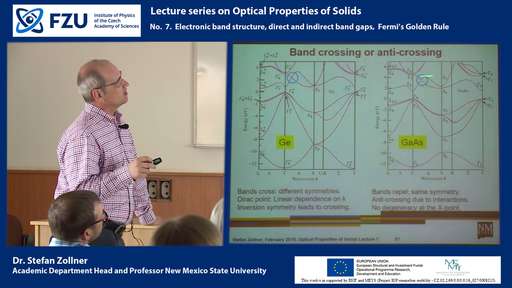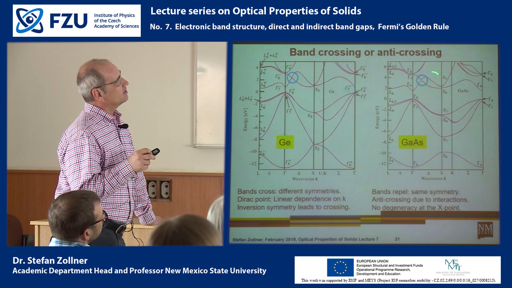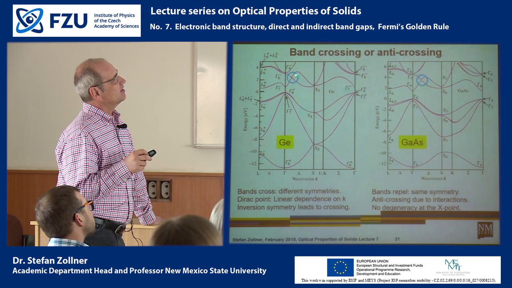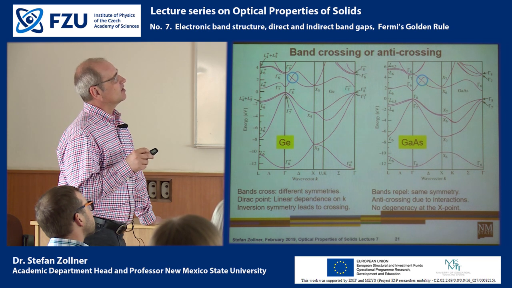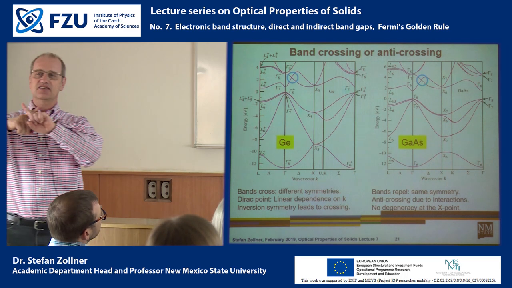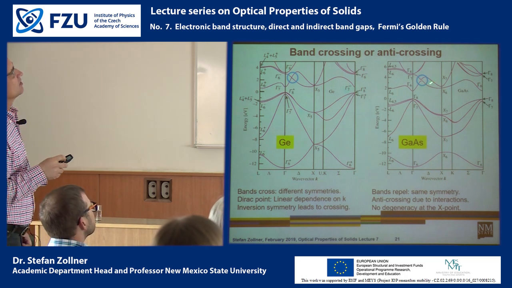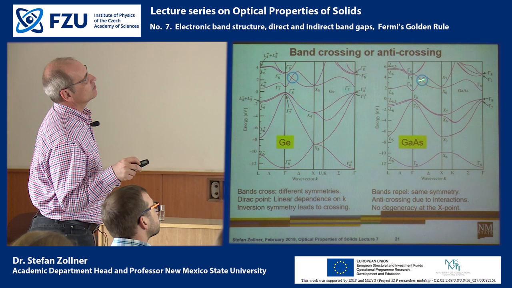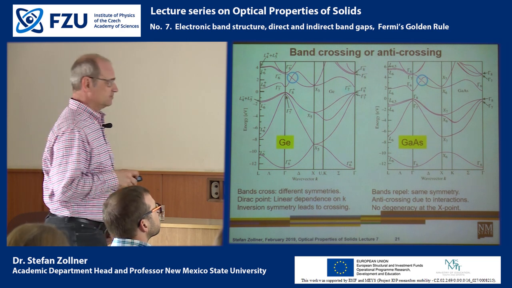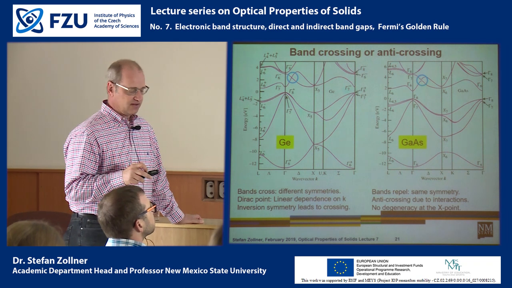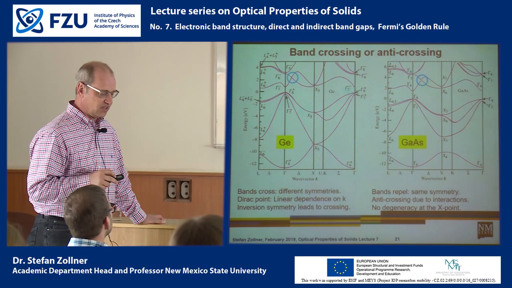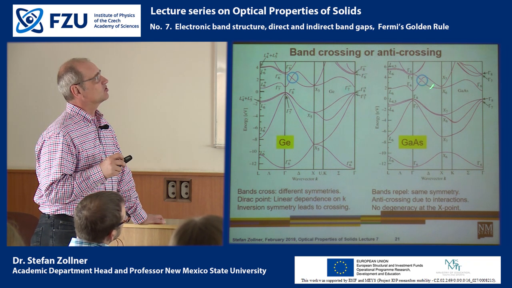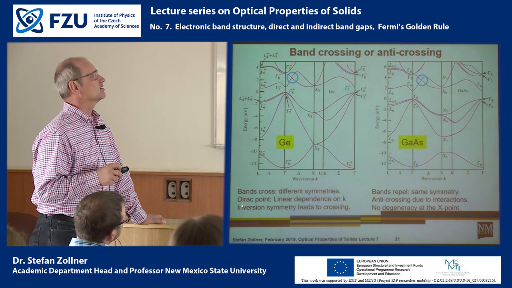The other difference between gallium arsenide and germanium is shown here inside this blue circle. Here in germanium, the bands cross, and this is something that looks like a Dirac point because I have a linear crossing of two bands. But this crossing does not occur in gallium arsenide, and instead of crossing, these two bands repel each other. So the repulsion is something that I've mentioned earlier when we talked about this expansion with the energy denominators. So why is it that the bands cross for germanium but not for gallium arsenide?